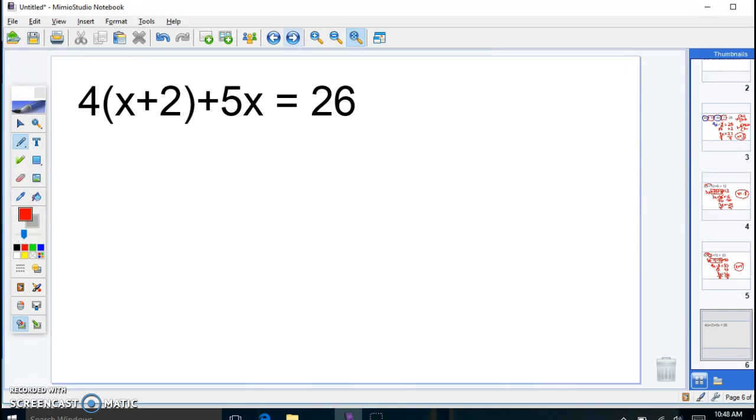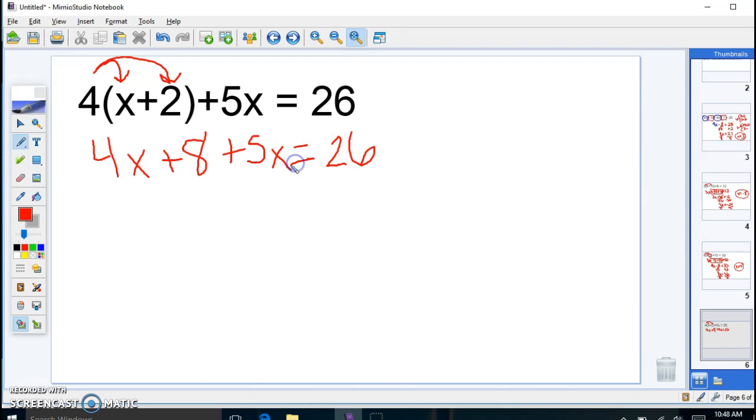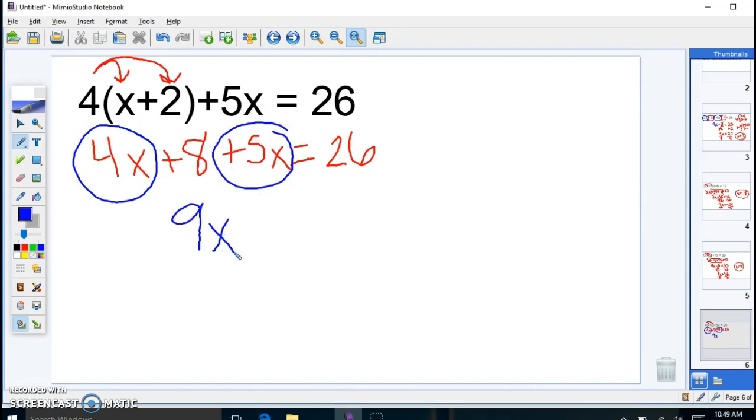All right, now that you've come back, you should have started off by doing 4 times x. That gives you a result of 4x. You should have done 4 times positive 2, which gets you positive 8. The plus 5x drops down. The 26 drops down. I need to combine my like terms. In this case, I have a positive 4x and a positive 5x. That added together gives me 9x. I still have that plus 8, so I drop that down. And I still have the equals 26, so I drop that down.